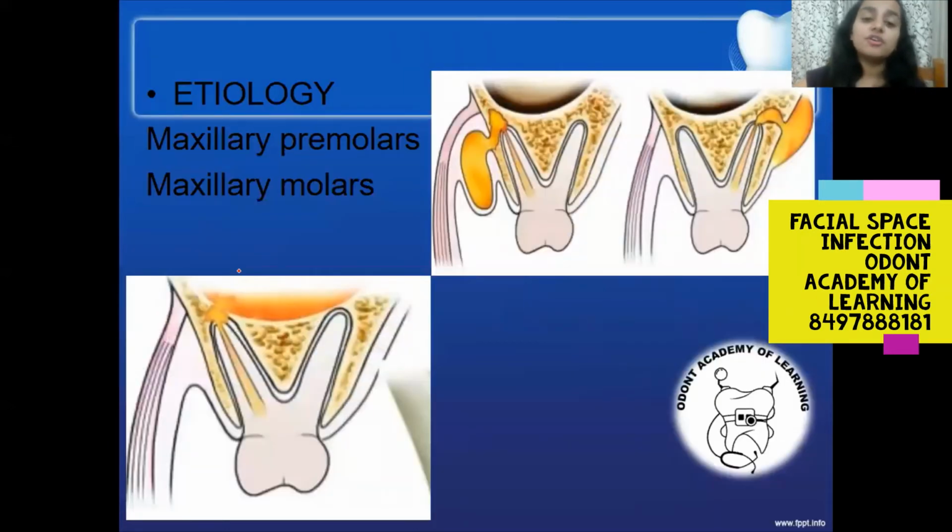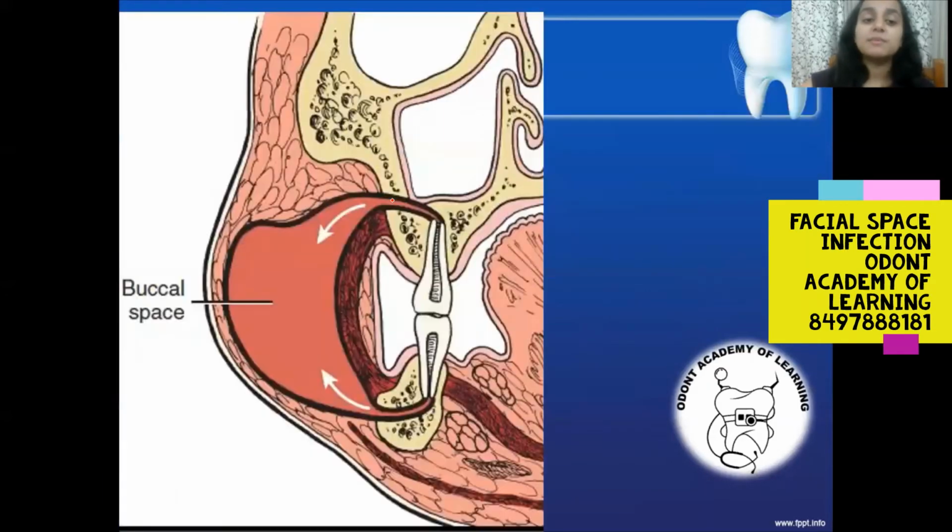Now, the etiology of it, as already established, is maxillary premolars as well as maxillary molars. What is important in buccal space infection is that it is a primary space infection of both maxillary as well as mandibular teeth. So either this course or the course from the maxilla, it can lead to swelling of the buccal fascia.